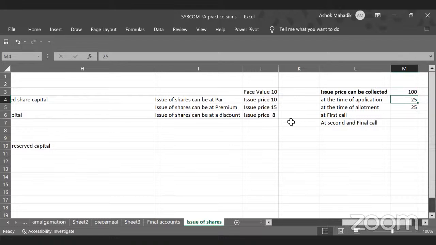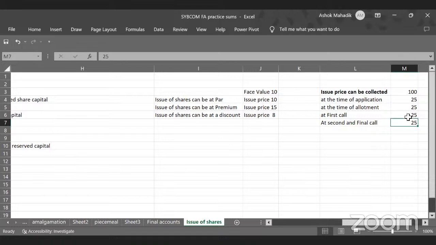After, say for example, another 1 month, you make a call that you pay another 25 rupees. That's called the first call. And at the end you may ask them to pay the balance 25 rupees. That's the final call. So this way the amount can be collected. The issue price can be collected.